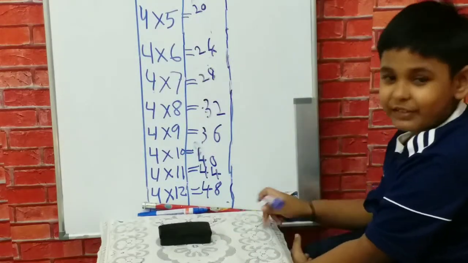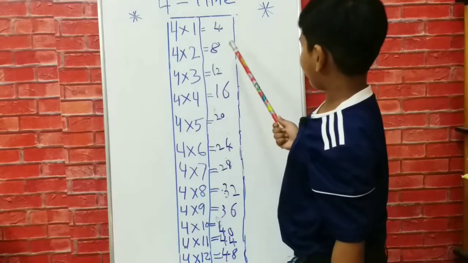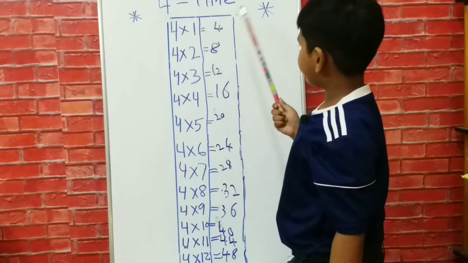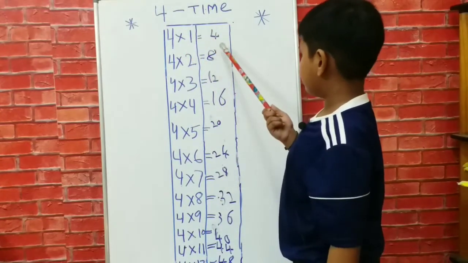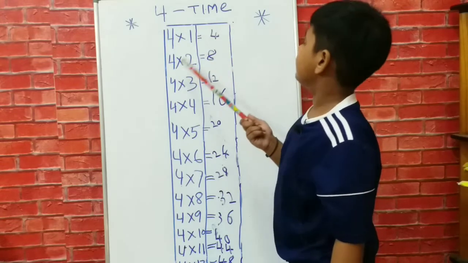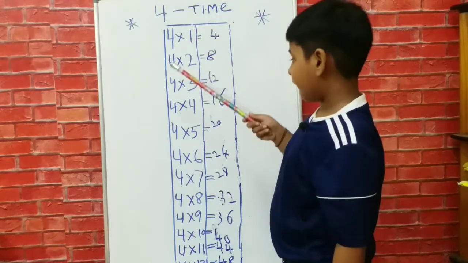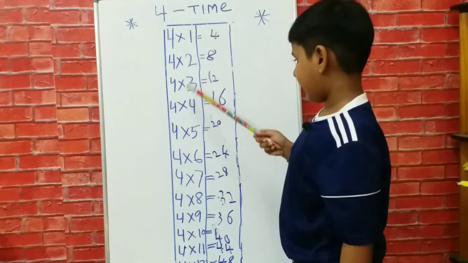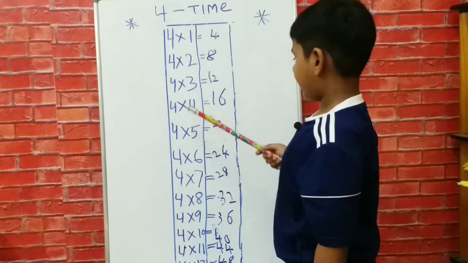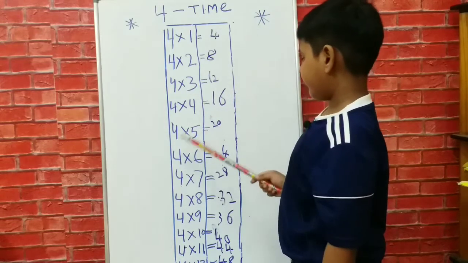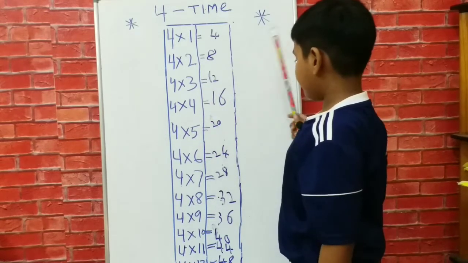Now we start to study. 4 times 1 is 4. 4 times 2 is 8. 4 times 3 is 12. 4 times 4 is 16. 4 times 5 is 20.